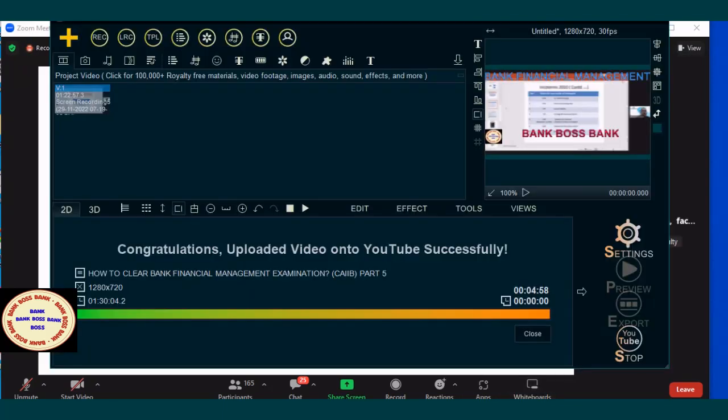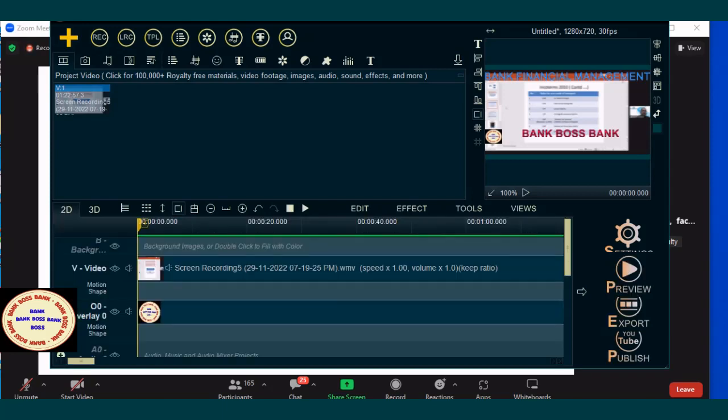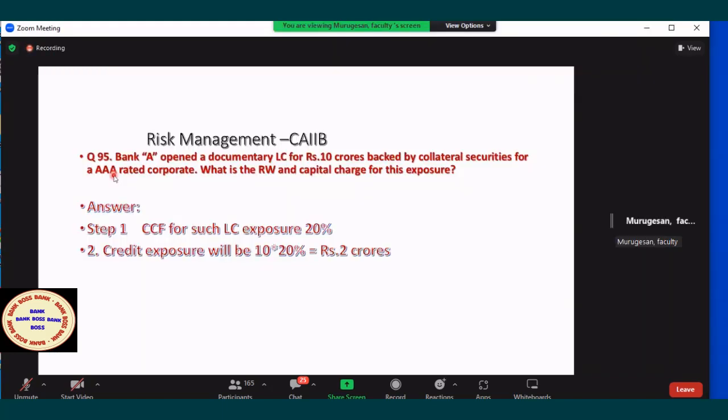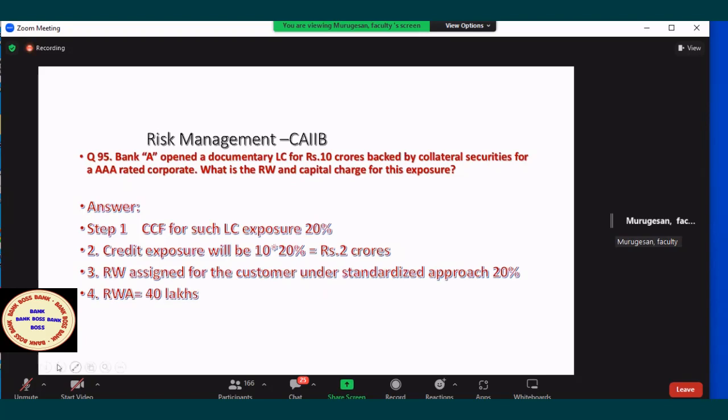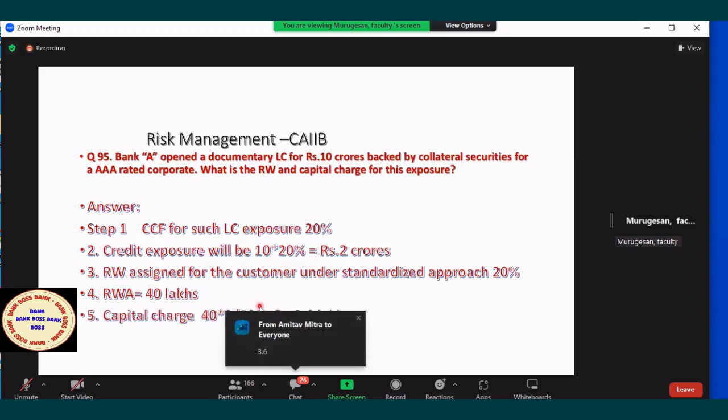Agreed. Again, the category of the borrower, AAA. So risk weight assigned for AAA, anybody? 20%, sir. So the 2 crore again 20% means 40 lakhs. Okay, risk weighted assets is 40 lakhs. Then what is the capital needed? 40 lakhs into 9%, 3.6 lakhs. Understood? So this is how they will ask.